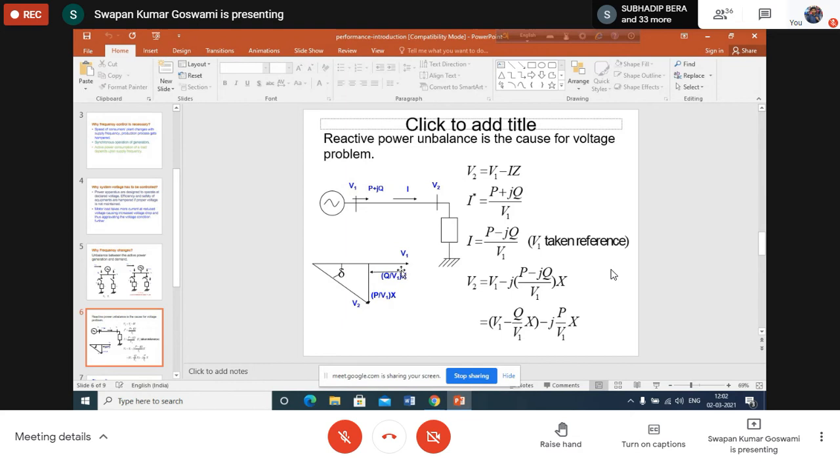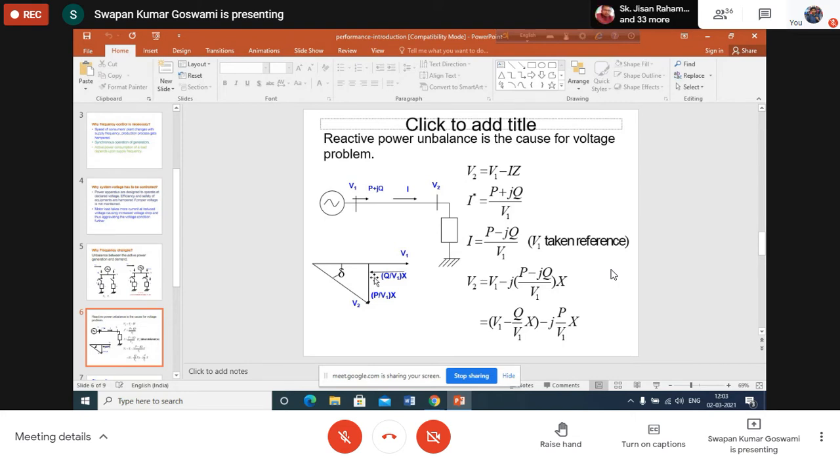which component of the phasor changes? One component of the phasor is (Q by V1) X, and this is directly opposing V1. This is the V1 phasor. And (P by V1) into X is the phasor perpendicular to the V1 phasor. So if you want to increase the value of P, this perpendicular component is mainly changing. There is no change in the value of Q by V1. Am I right? Is it clear?